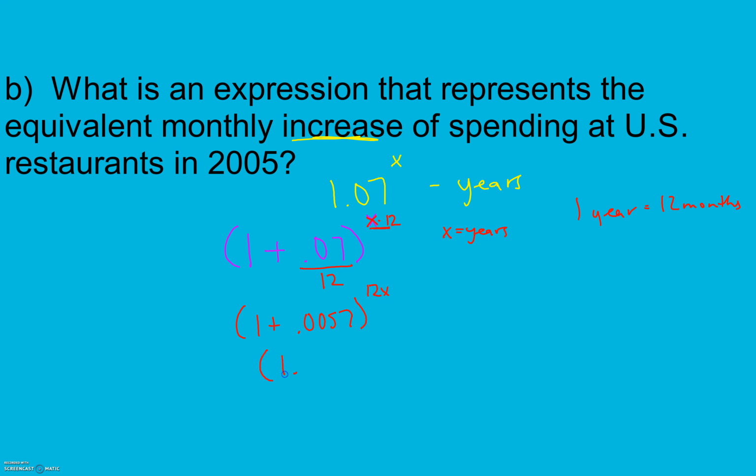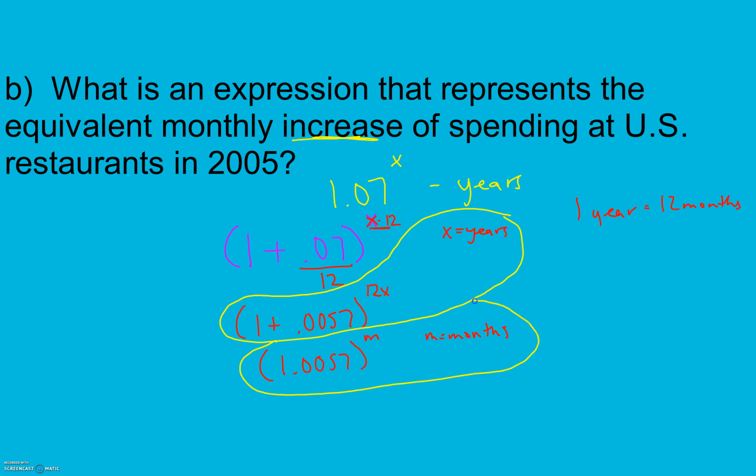So when I add those up, I get 1.0057. And if we want to, I can change my exponent to just be an m for months. Just make sure that you define that. So I can either leave it as 12 times x, with x being in terms of years, or I can change it to m as long as m is months. Either one of those works.